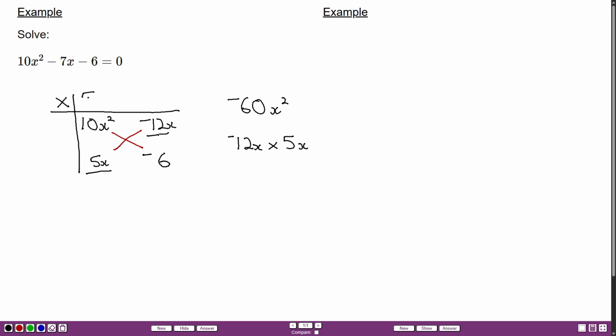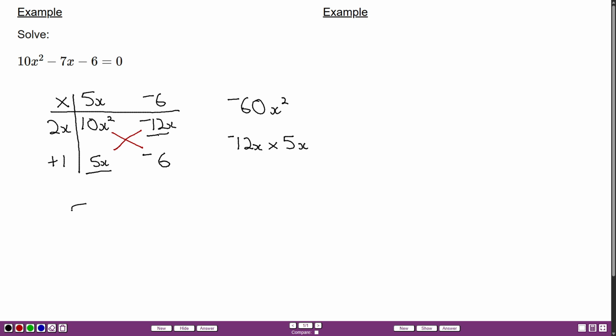So here we're going to get 5x out here, which leaves me with 2x here. Now to get negative 12x, I'm going to need another negative 6 here. And here I'm already done, so I just need plus 1. And then just check that last one. Negative 6 times plus 1 is negative 6. Okay, so I've got my factors.